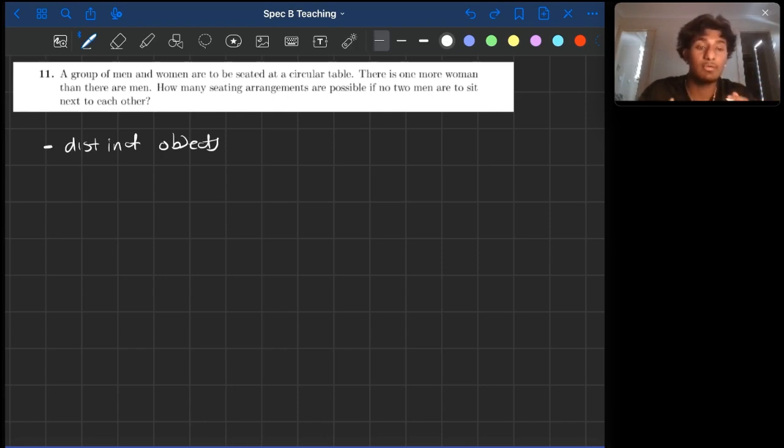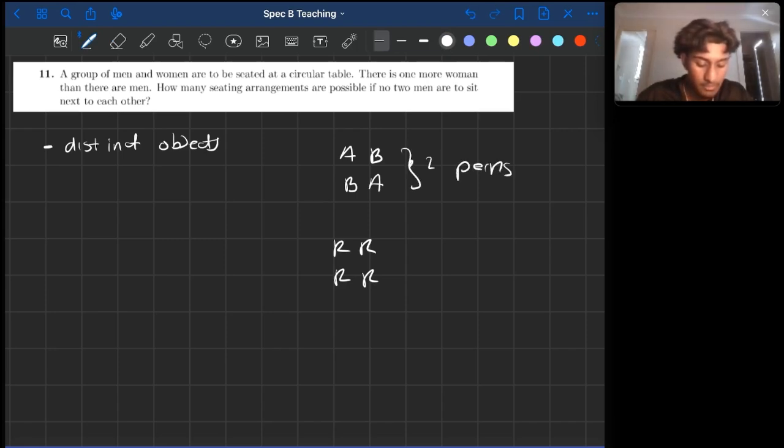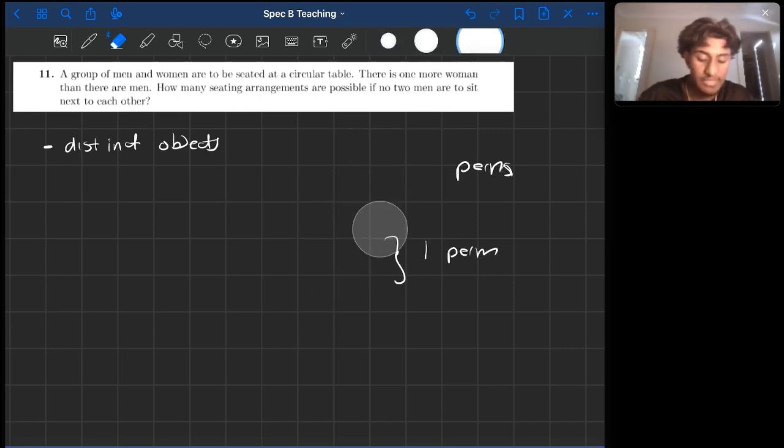So the meaning of that is that, for example, if person A and person B are sitting in this order, and person B and person A sitting in this order, these are 2 different arrangements, even though A and B could both be males in this question. Male A and male B is different to male B and male A, whereas, for example, red marble and then red marble is still red marbles, right? So we have distinct objects. So in this case, these are two different permutations, but this here is just one permutation. So that's an important takeaway.